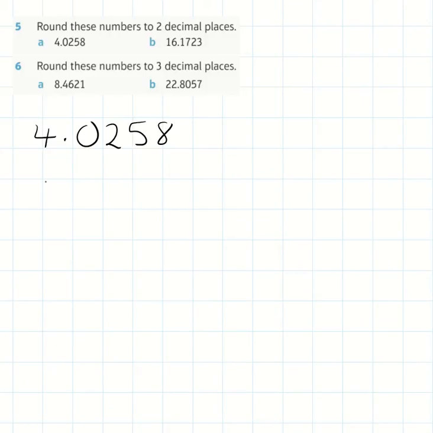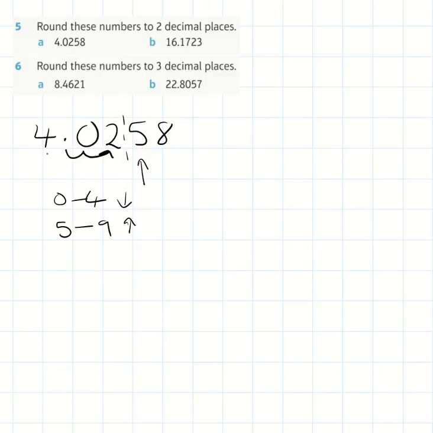4.0258. And we're going to follow the same method we did in the previous lesson. We're going to start at the decimal point, but this time we're going to go 2 numbers to the right before we put our cut line in. And as before, we're only concerning ourselves with the 2 numbers either side of the cut line. So this is the number that we're looking at to decide whether it's going to round up or down. So remember, if it's between 0 and 4, then it goes down, and if it's between 5 and 9, it goes up. In this case, it's 5, so it's going to go up.